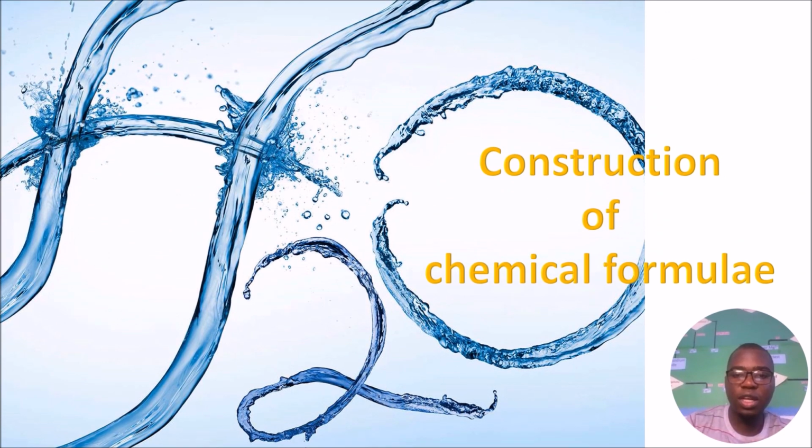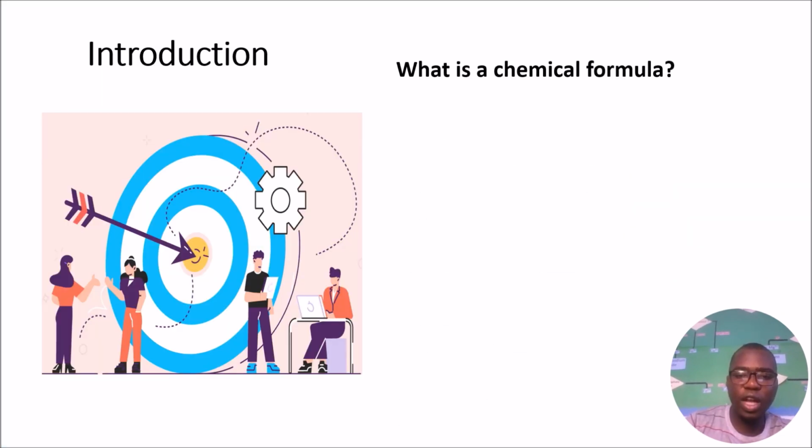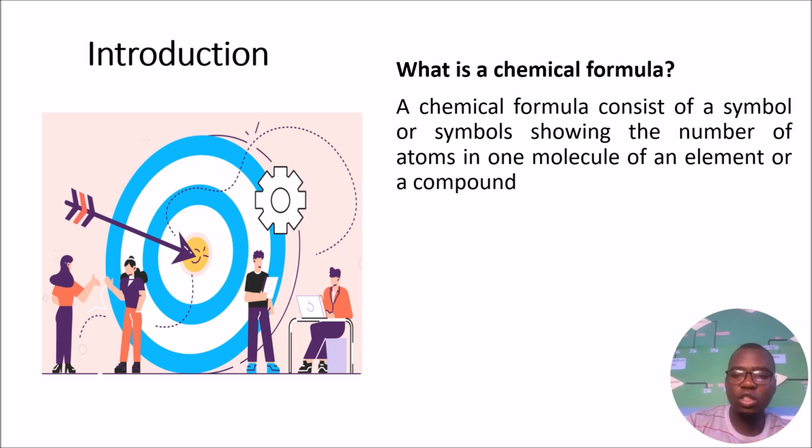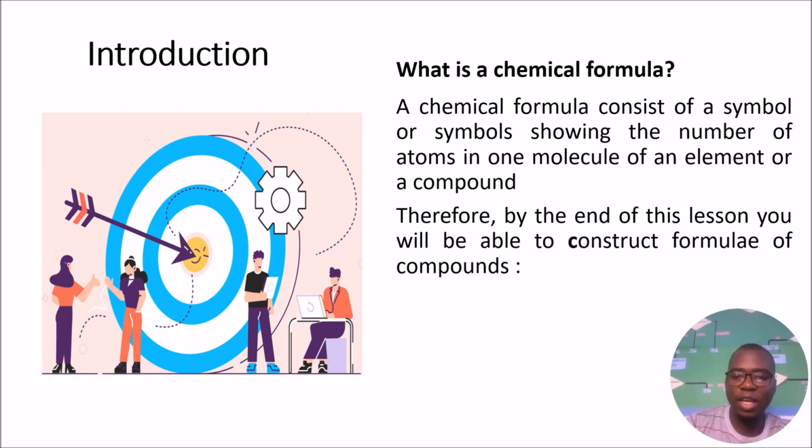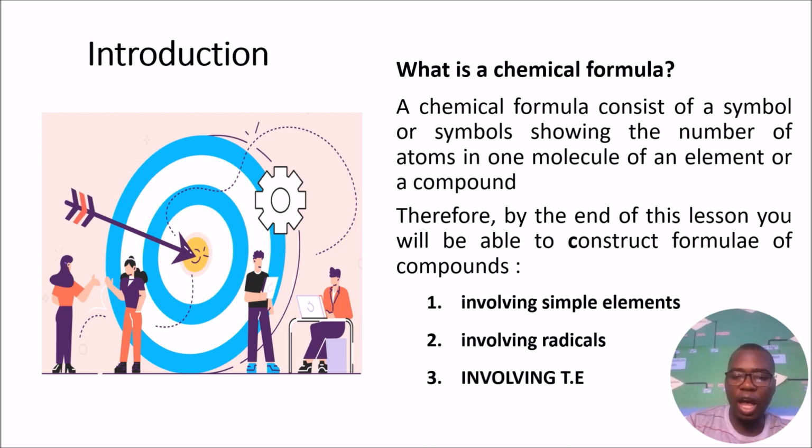Welcome to this lesson, episode 2 of construction of chemical formulas and equations. In this lesson, we're going to look at how to construct chemical formulas. In our introduction, let us define a chemical formula. A chemical formula consists of a symbol or symbols showing the number of atoms in one molecule of an element or a compound. Therefore, by the end of this lesson, you will be able to construct the formula of compounds involving simple elements, compounds involving radicals, and compounds involving transition elements, TE.